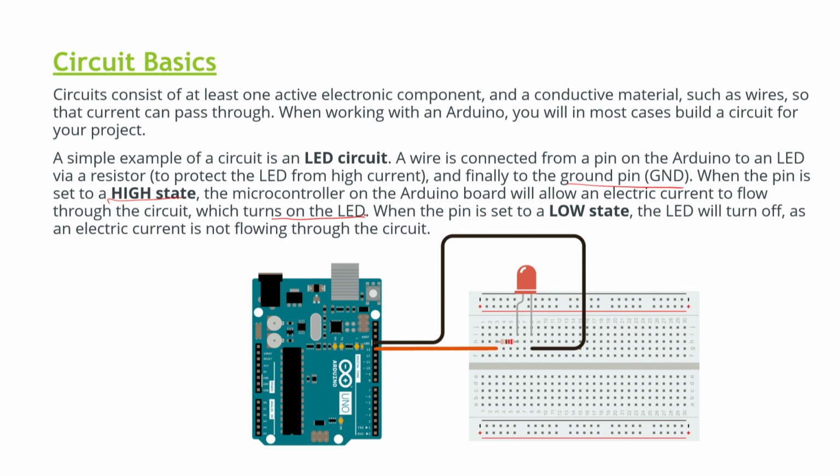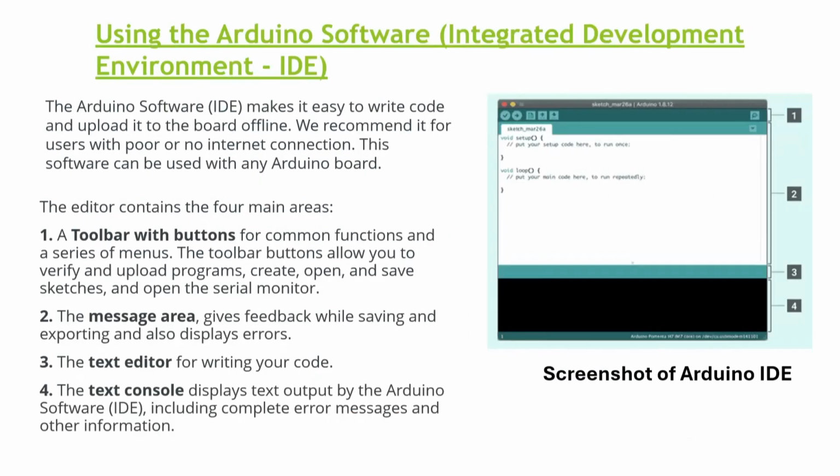So, high state will put the LED on, and when the pin, on the other hand, is set to low volt, then the LED will turn off, as electric current is not flowing through the circuit. So, this you can actually control through programming.